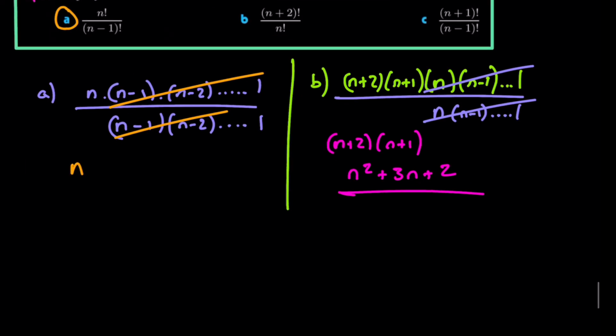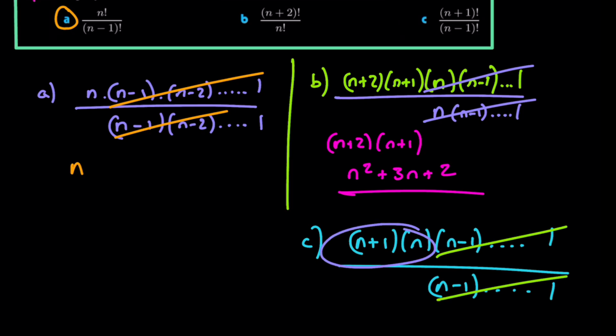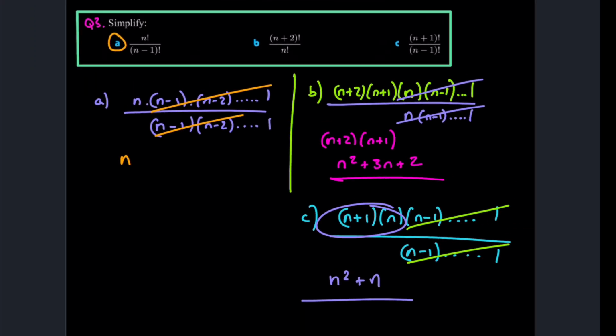Okay, part C. So we've got n plus 1 factorial, right, which would be n plus 1, then n, then n minus 1, and so on, all the way down to 1, over n minus 1 factorial. So we can see here this is going to cancel out. So I'll just draw a line through that section and that section, leaving us with this last little bit here, which is going to be simply n squared plus n. And that is the end of question 3.